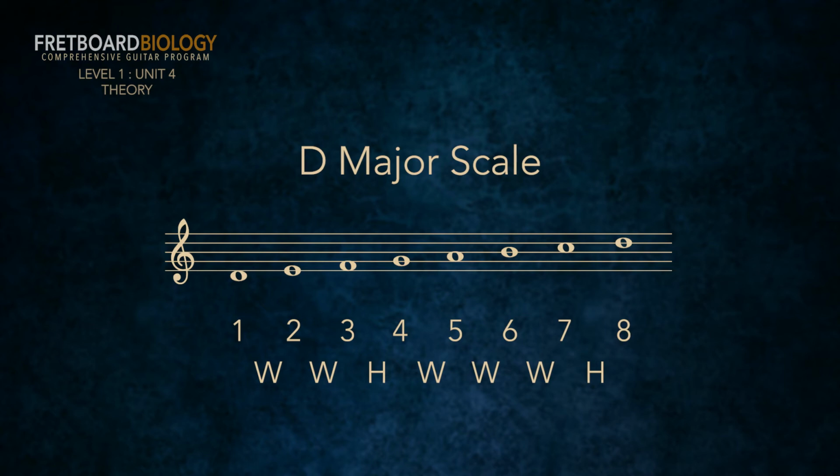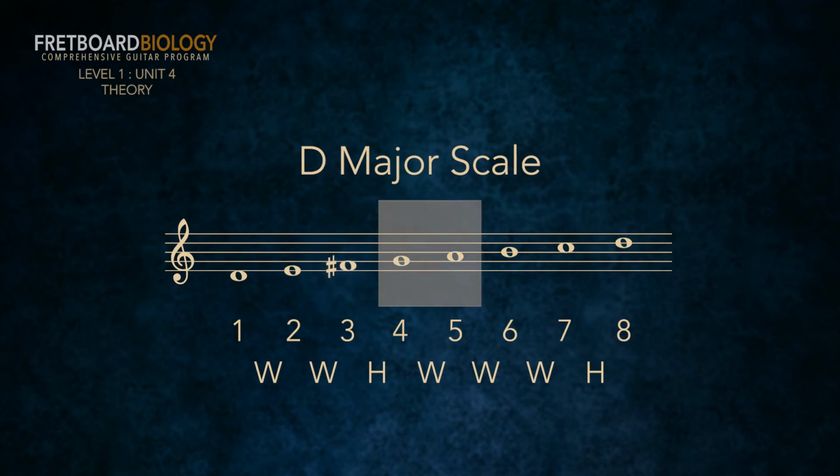using sharps or flats. So from 1 to 2, we need a whole step, and between D and E, we have a whole step, no adjustment needed. Between 2 and 3, we need a whole step, but E to F is a naturally occurring half step, so we need to increase the distance between E and F. We do that by applying a sharp to F, so F becomes F sharp. Now we have a whole step between E and F sharp. Between 3 and 4, we need a half step, and now that F is F sharp, we have a half step between F sharp and G.